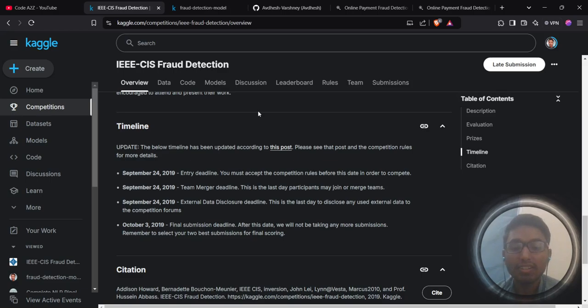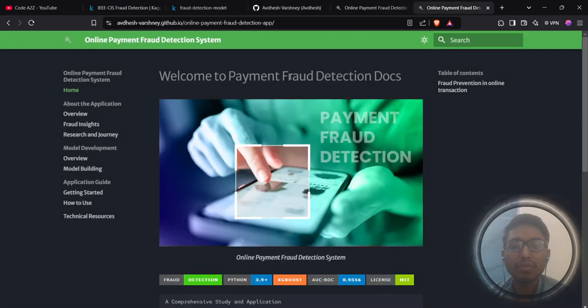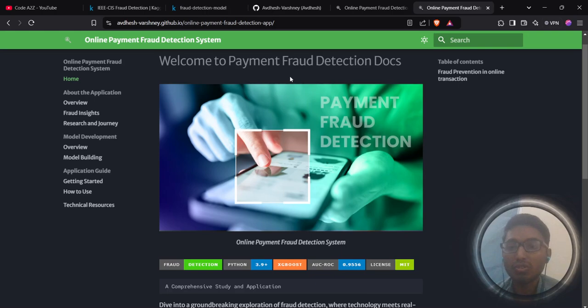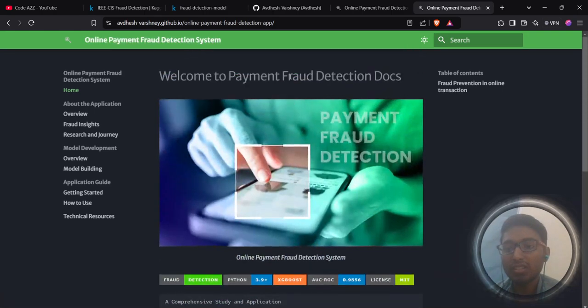So let's come back to our point about what tech stack I used to prepare this whole model, to pre-process and analyze the data. I used Python libraries like Pandas and NumPy. For building and training the model, I worked with powerful machine learning models like Random Forest, XGBoost, as well as neural networks. You can see the documentation which I have written about payment fraud detection. This is the whole documentation which I have written. You can go through the application overview, my research and my journey, the model development path, the application guide on how to use the application, and the technical resources which I have gone through.